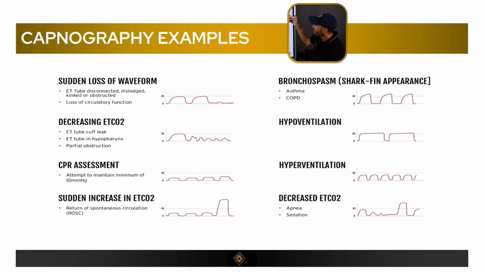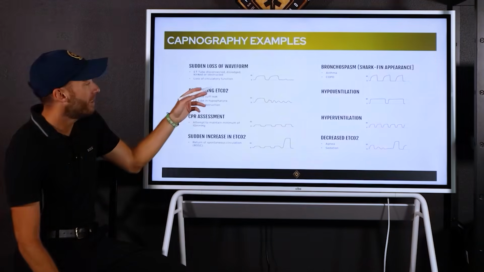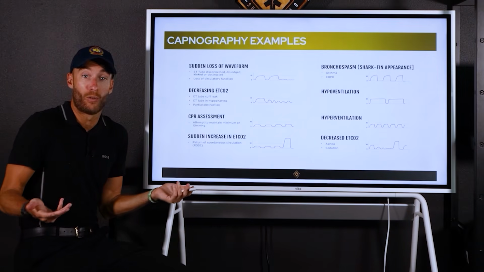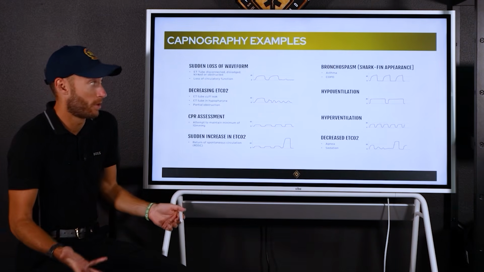Now, the first one here we have is sudden loss of the waveform. This could be a tube that is disconnected. The ET tube could be dislodged. It could be kinked. Or in a bad case, they've lost their circulatory function, which would be really, really bad.